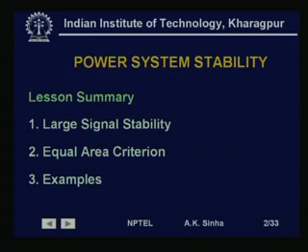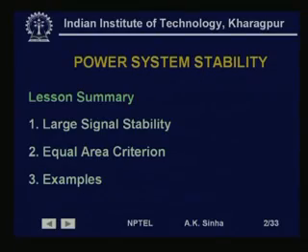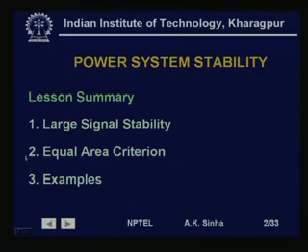about large disturbances, when they take place, how the system responds to that. So, we will start with large signal stability, what we understand here. We will then go into the equal area criterion method for analyzing the stability of a single machine connected to infinite bus system for large disturbance, and we will take some example to clarify this idea, how we use this equal area criteria.